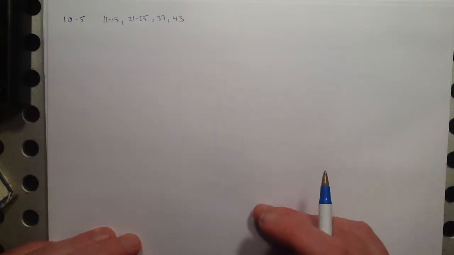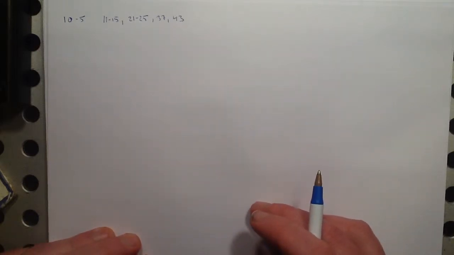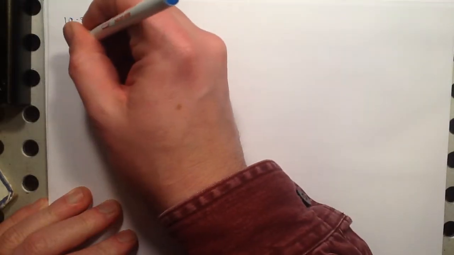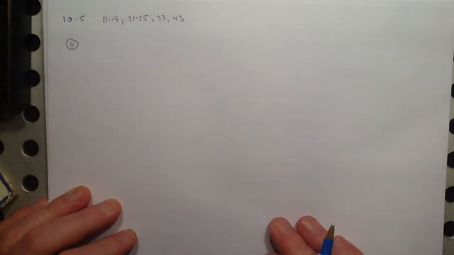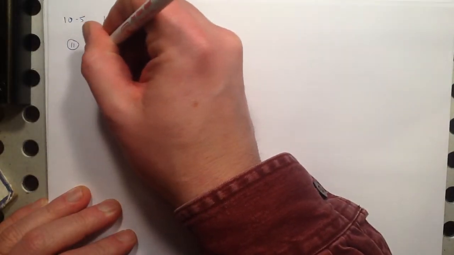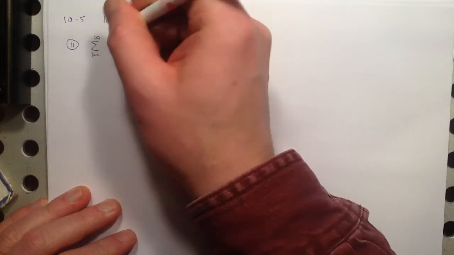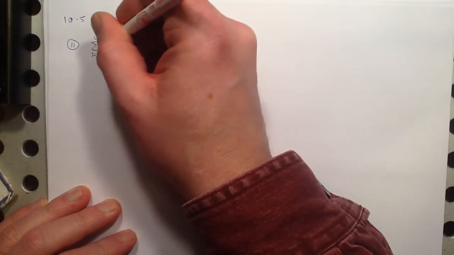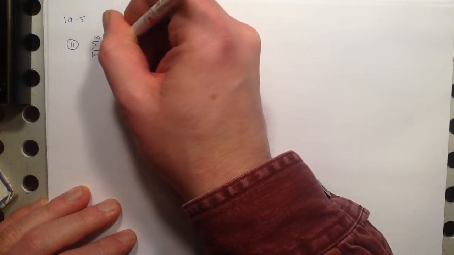Here are the solutions for the problems from 10.5. We are going to take the ratio test for a spin here. Number 11. We have the sum from k equals 1 to infinity, 3 to the k over k factorial.